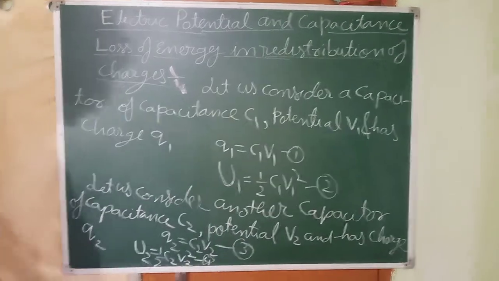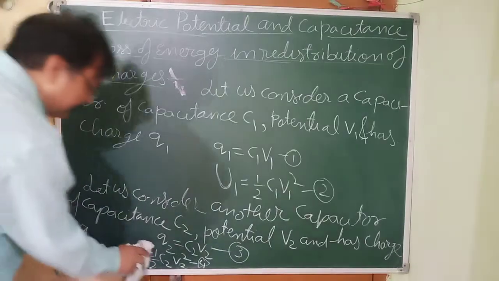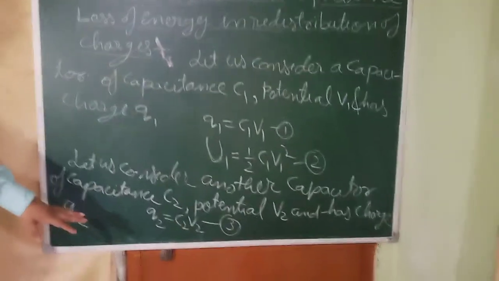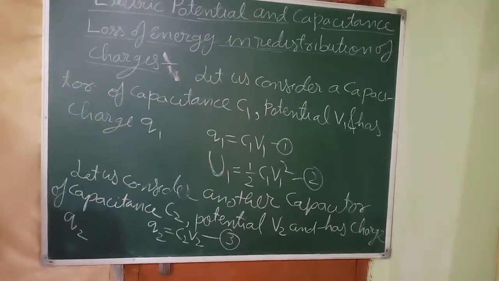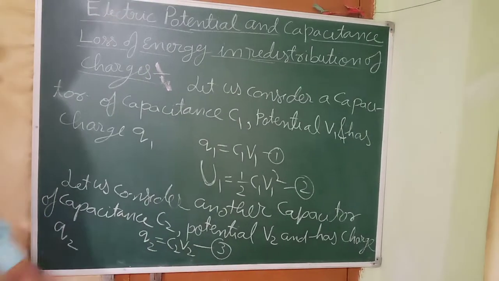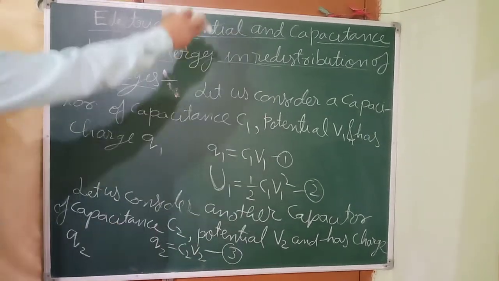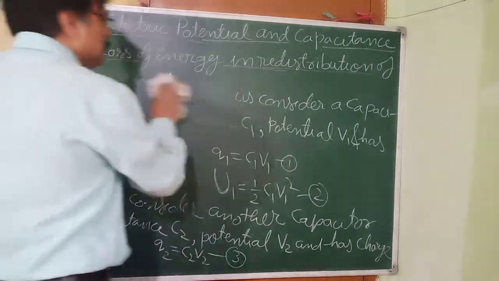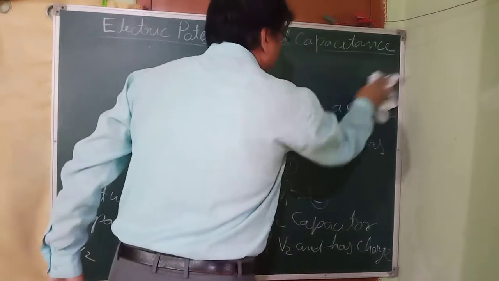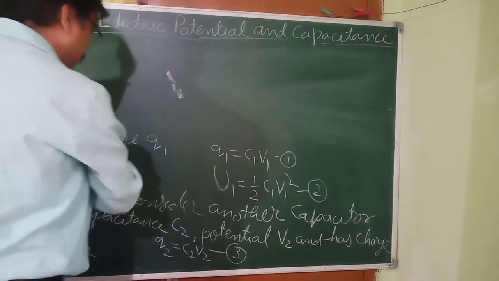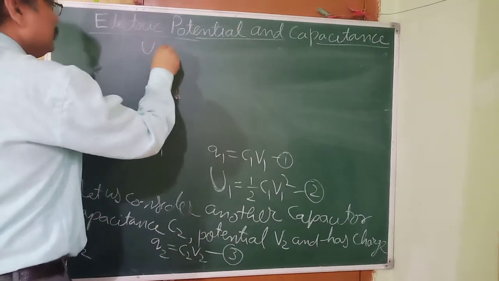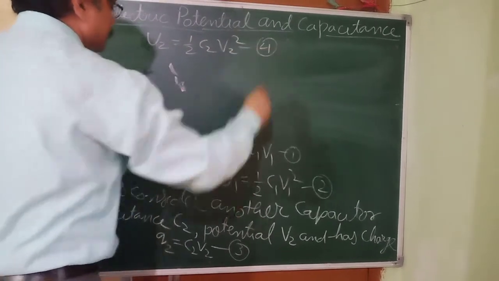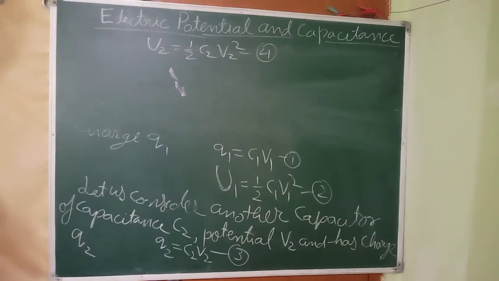I think it's not clear, so I will write it again. It's better to draw and write. So we got this expression for charge for the second capacitor. Now I have to write the expression for the energy. Because there is very little space, I can write here. So energy stored, that is U2, is half C2 V2 square. That is equation number 4. Got it?